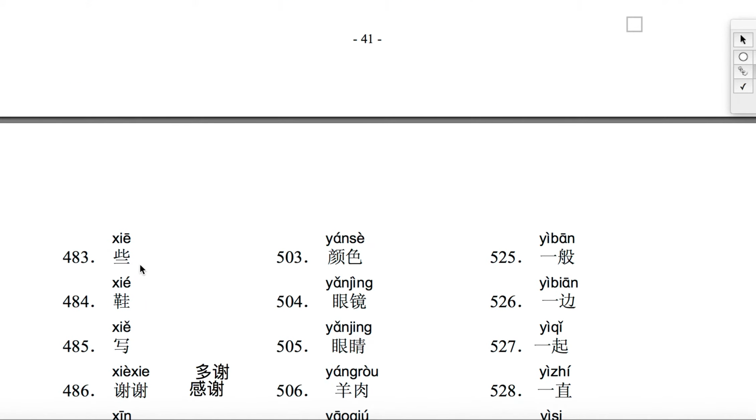483, 些. 些 means some or several. For example, you may see this a lot: 一些. 一些 means some.